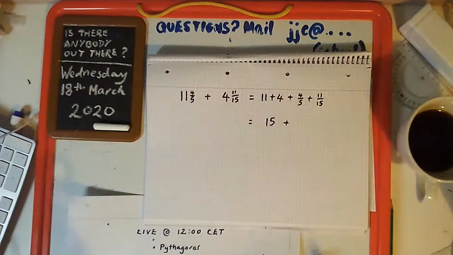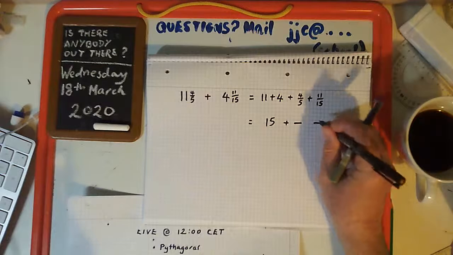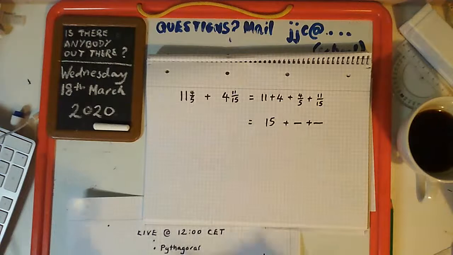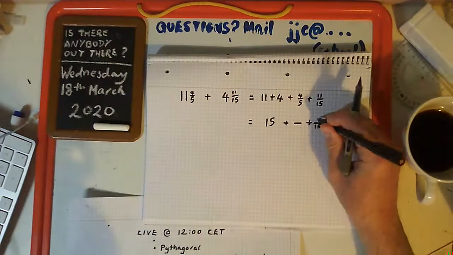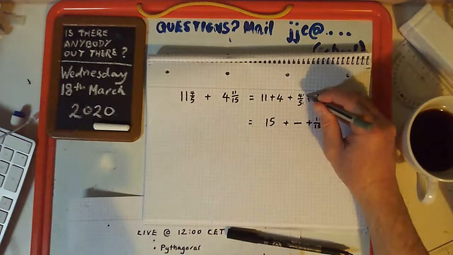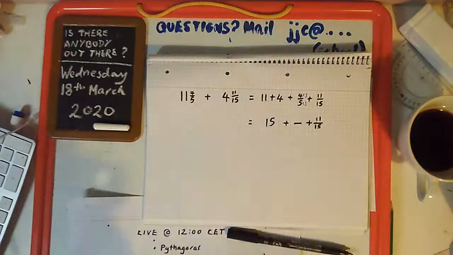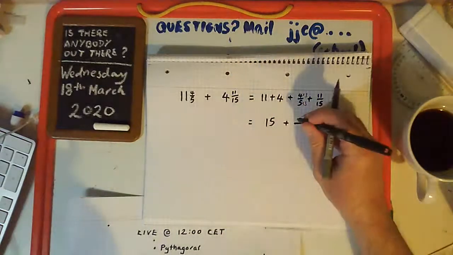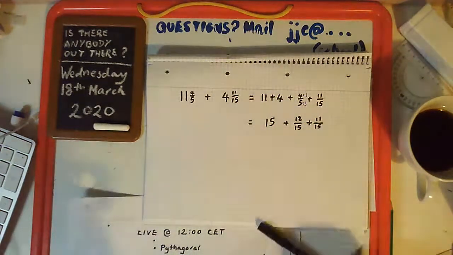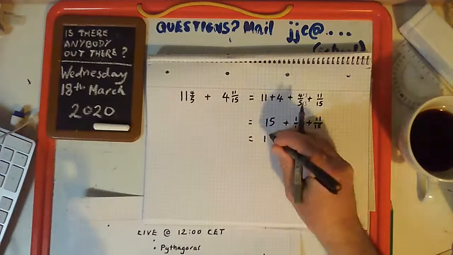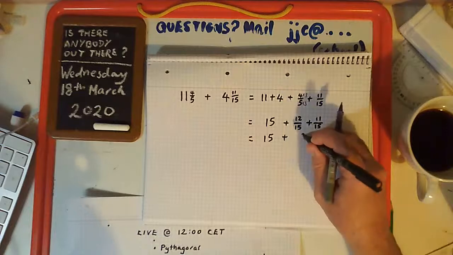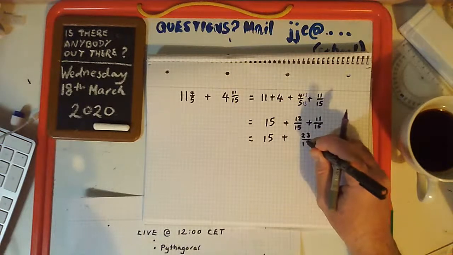And then 4/5 and 11 fifteenths. I want to write both of those as fractions out of the same number. 5 and 15 both go into 15. So I can leave 11 fifteenths as it is. But then 4/5 I can multiply by 3/3, which is really just like multiplying by 1, and turn it into 12 fifteenths. So I've got 15 plus 12 fifteenths plus 11 fifteenths makes 23 fifteenths.